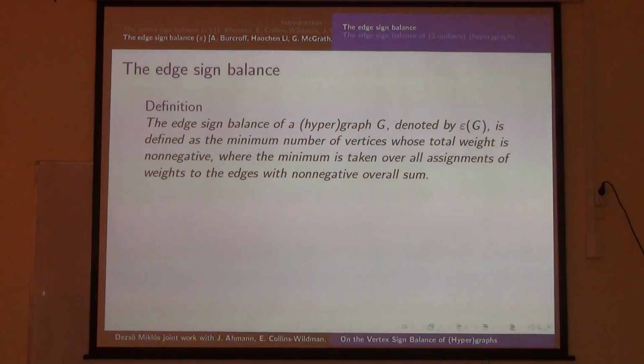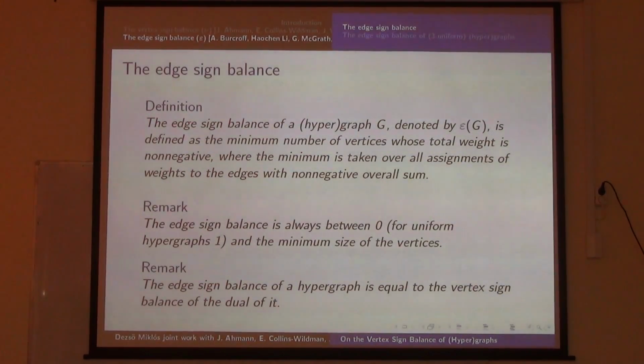The total sum is positive, and now you want to minimize, over all possible weightings of this type, the number of positive weight vertices. So the question is how small can it be? And this is a big surprise that it can also be 0, even for certain hypergraphs.